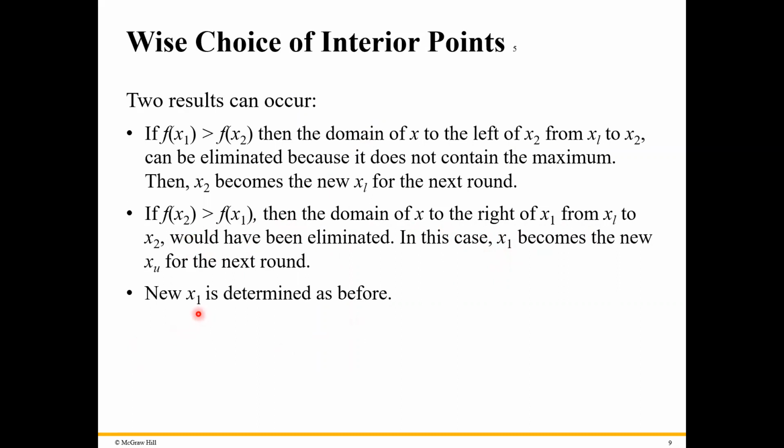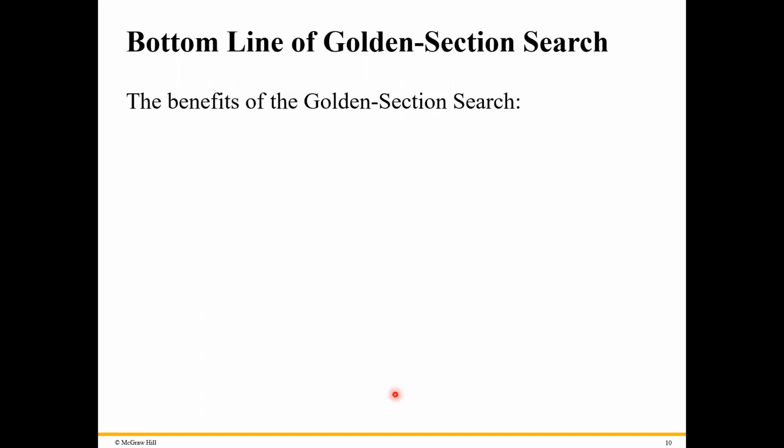Now the new xl is determined as follows, using the golden ratio and then adding it to xl. And this method is called the golden section search.